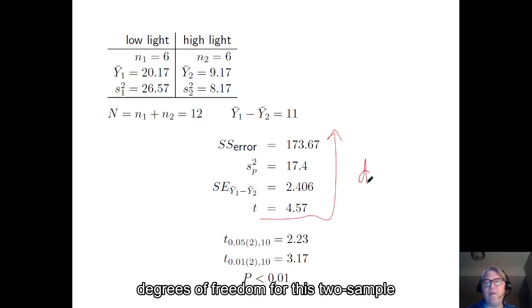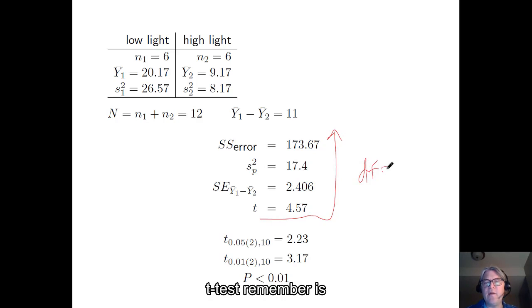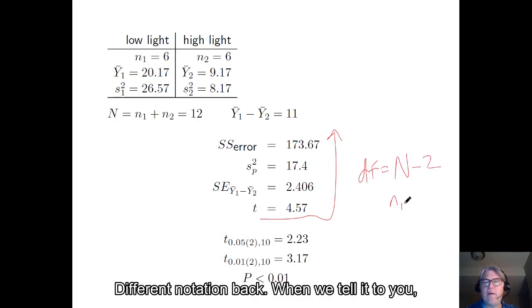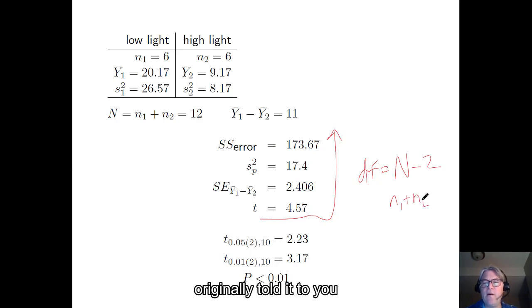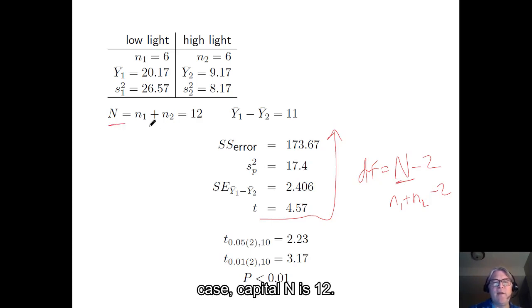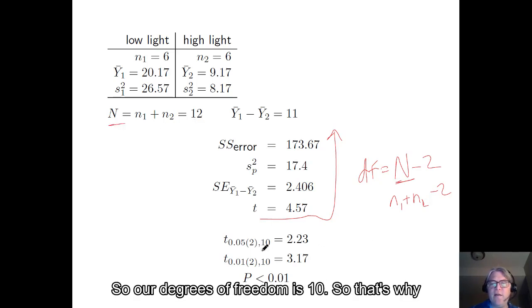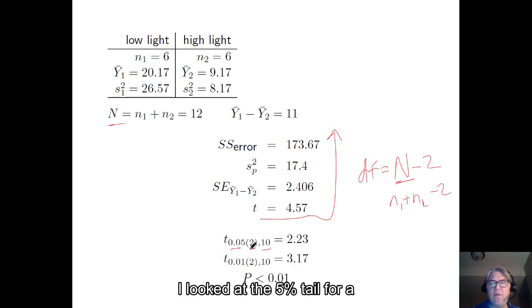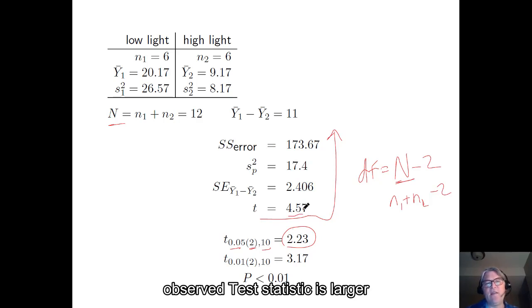So the degrees of freedom for this two-sample t-test, remember, is N minus 2. We had slightly different notation back when we taught it to you originally. We taught it to you as n sub 1 plus n sub 2 minus 2, but that's the same thing as capital N minus 2. So in this case, capital N is 12, so our degrees of freedom is 10. So that's why I looked at the 5% tail for a two-tailed test in the t-table, and I got this critical value of 2.23. Our observed test statistic is larger than that, so it's further off in the tails.